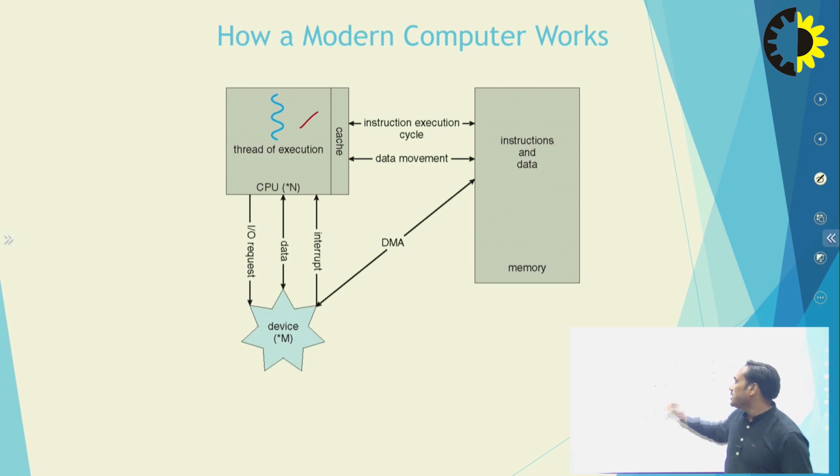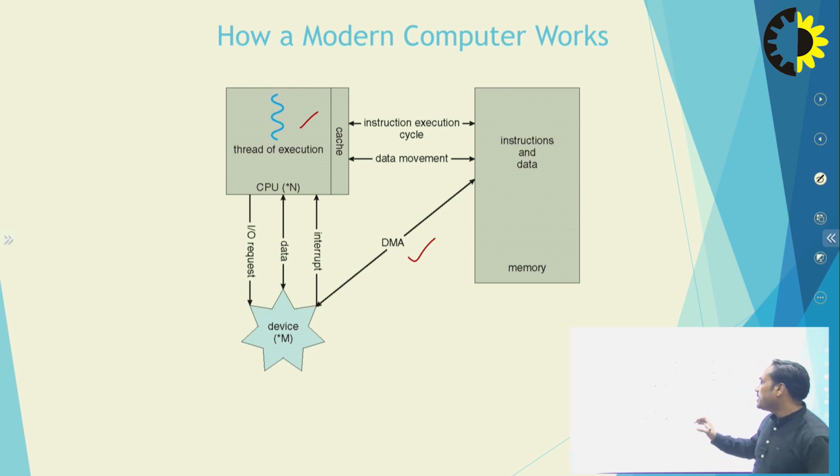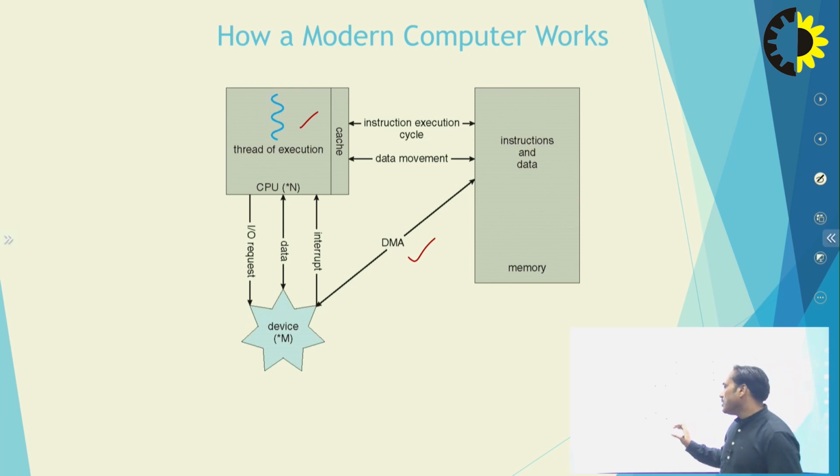So a thread is generated and the thread of execution is started in the cache, and the CPU will perform a number of input output operations: input output requests, data, interrupts. These types of operations are performed by the CPU. And what is DMA? DMA directly accesses data from the device connected to the memory.